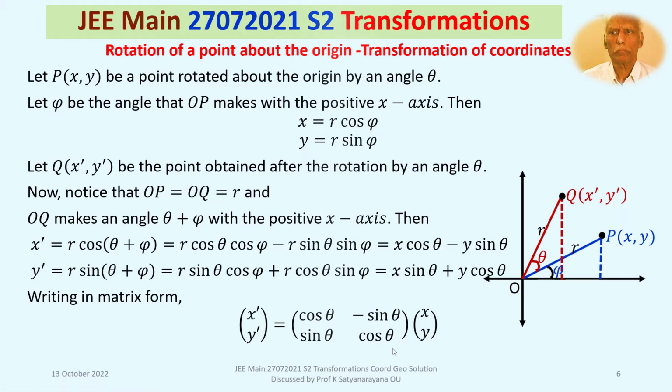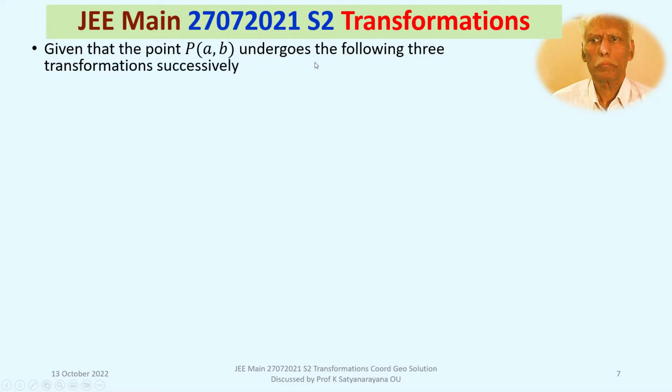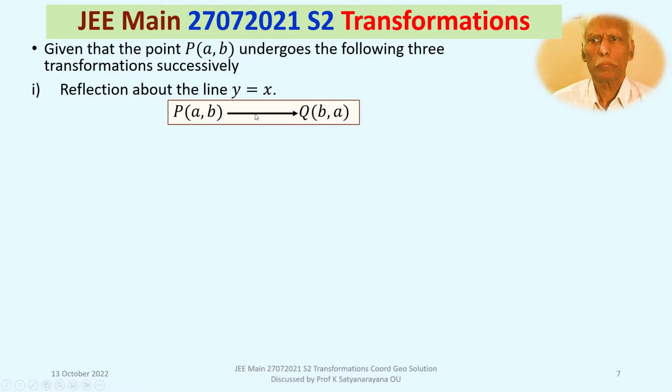We now continue and discuss the problem in detail. Given that the point P(a, b) undergoes the following three transformations successively. The first one is reflection about the line y = x. So P(a, b) is transformed into Q(b, a), because it is a reflection about the line y = x. So the y coordinate becomes the x coordinate and the x coordinate becomes the y coordinate.